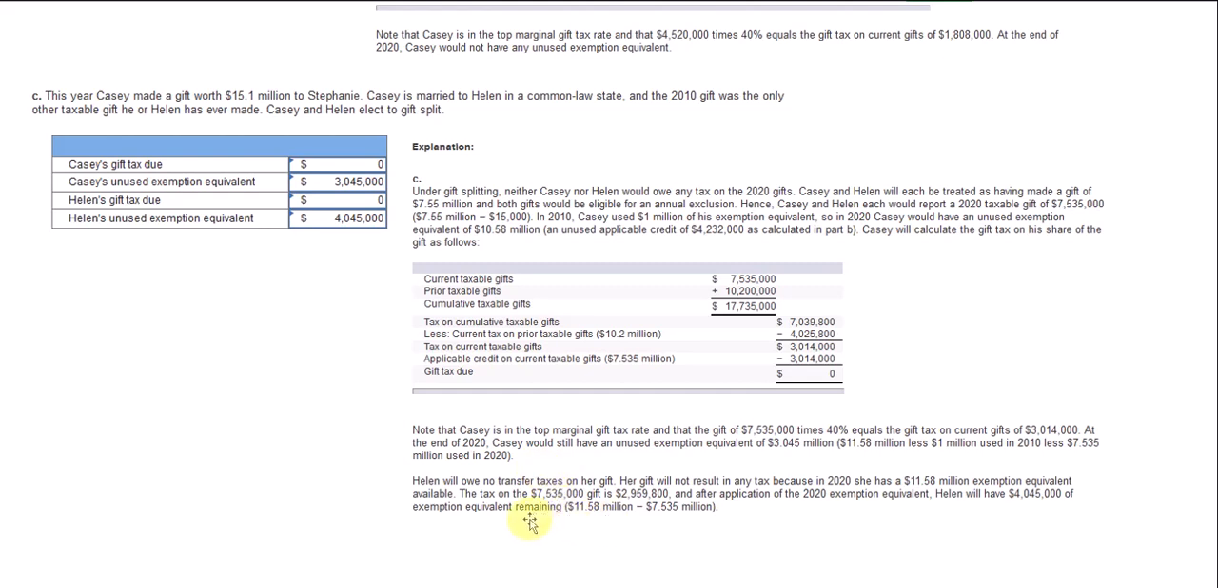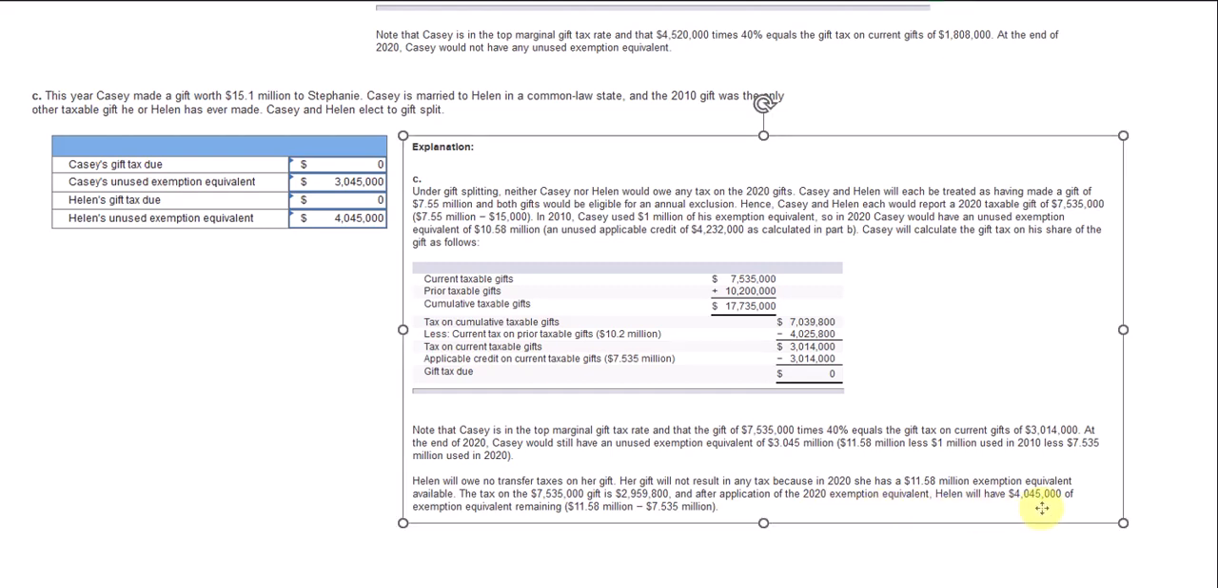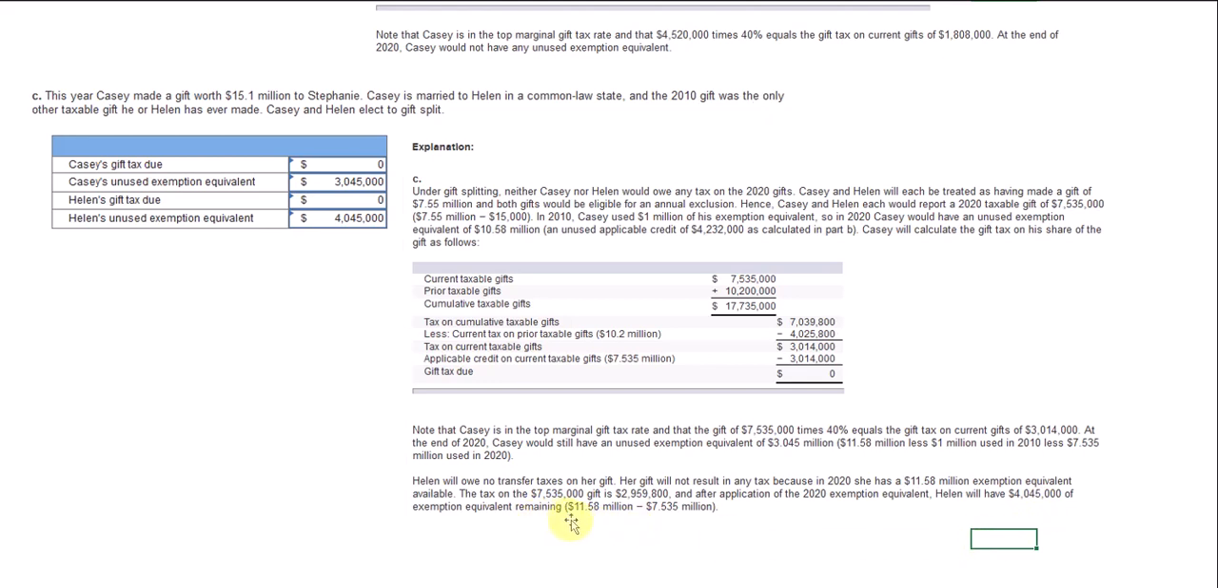Now let's talk about Helen. She'll owe no transfer taxes on her gift. Her gift will not result in any tax because in 2020 she had an 11.58 million exemption equivalent. The tax on the 7,535,000 gift is 2,959,800, and after application of the 2020 exemption equivalent, she'll have 4,045,000 of exemption equivalent remaining. So that's 11.58 minus the 7.535.